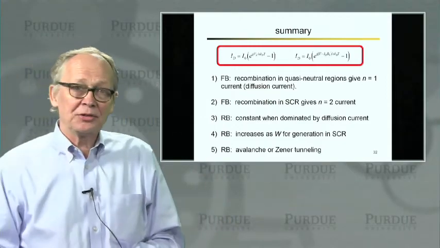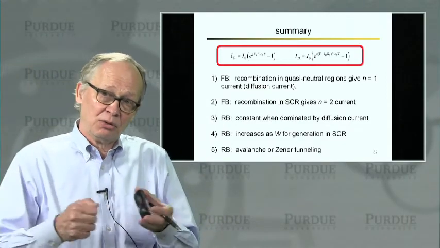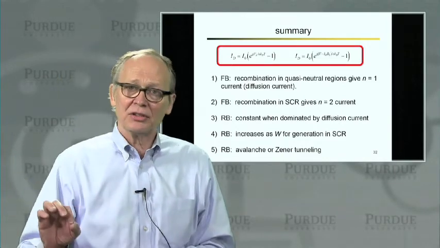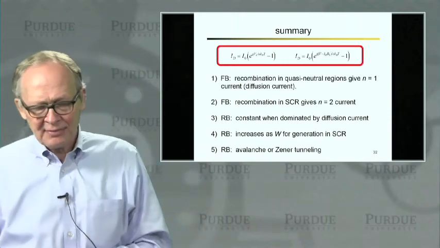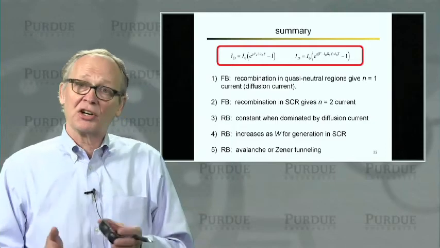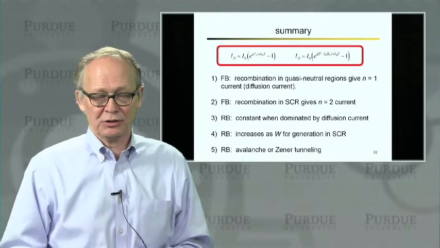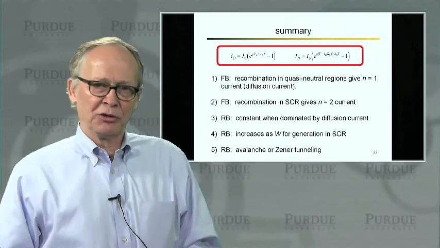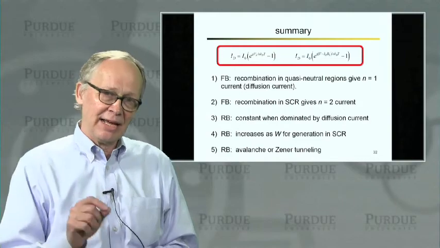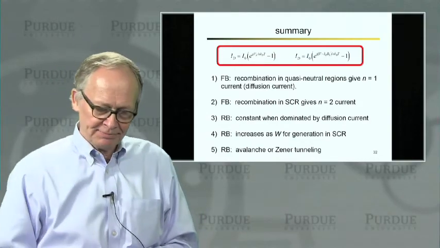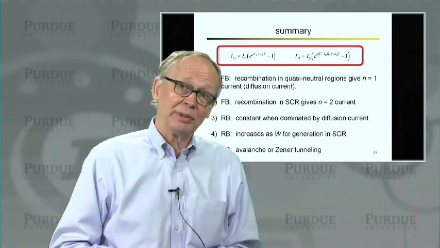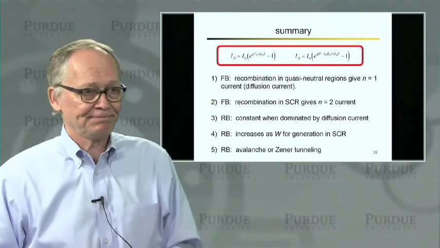In reverse bias, if we're dominated by electrons and holes in the neutral region being swept through the transition region, we get a constant current, minus I0. But if we're dominated by these generation processes in the depletion region, then our current is not constant, it increases with reverse bias. And when we really crank the reverse bias up, every diode will eventually break down by one of two processes, avalanche breakdown or Zener tunneling. Okay, so we will continue and talk about some other aspects of p-n junctions in the next lecture.